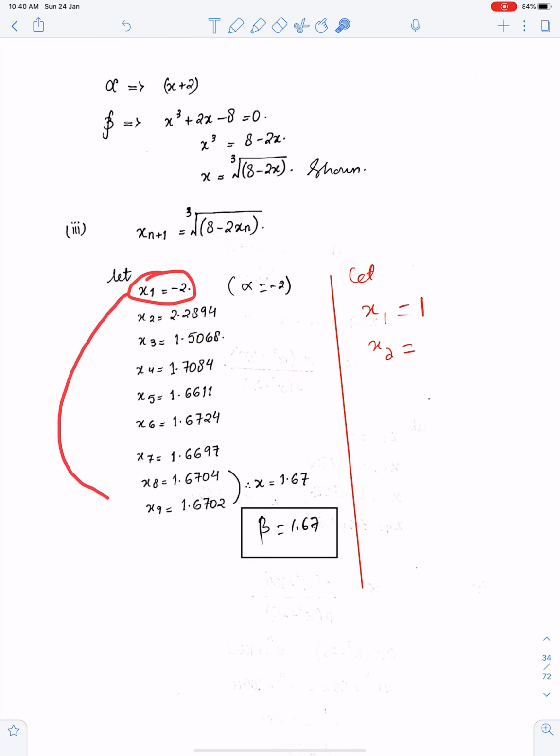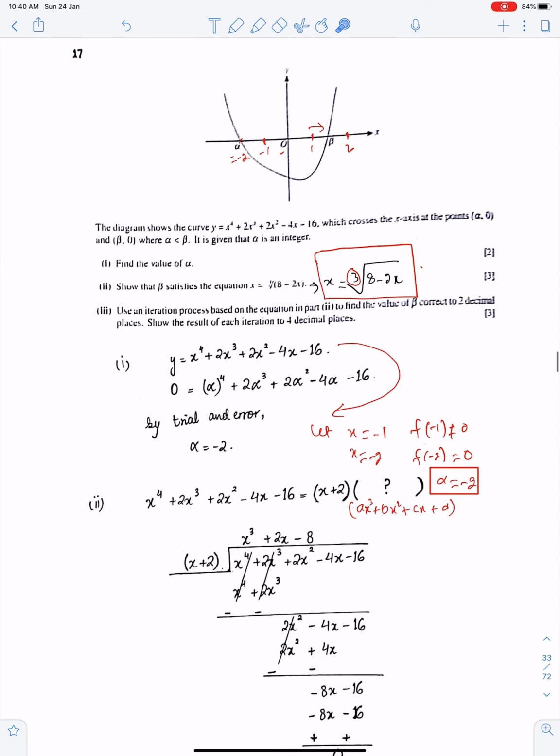Although you have got your answer, if you had used this x1, you could get the answer in fewer iterations. So it's better, when a diagram is given, to estimate the value of x1 from the diagram if x1 is not given. So x1 is 1, then x2, then x3. Maybe you would get your answer up to x5 or so. This student used x1 as -2. It's fine, but since beta lies between 1 and 2, x1 should have been used as 1.